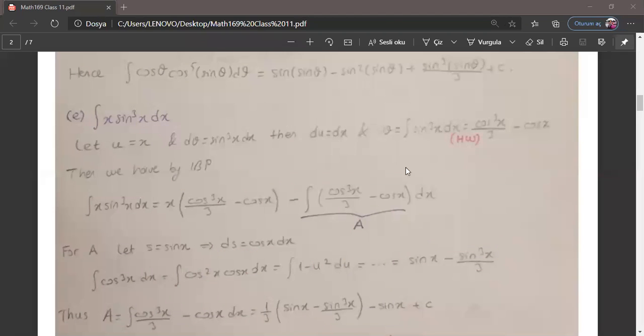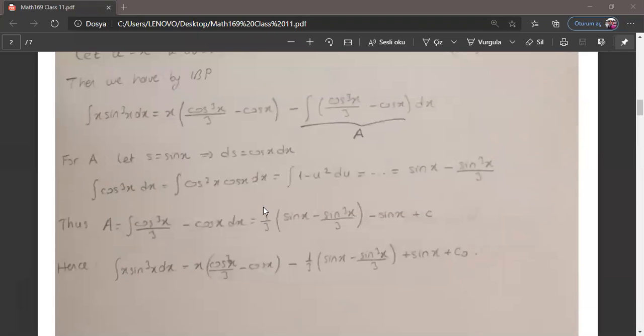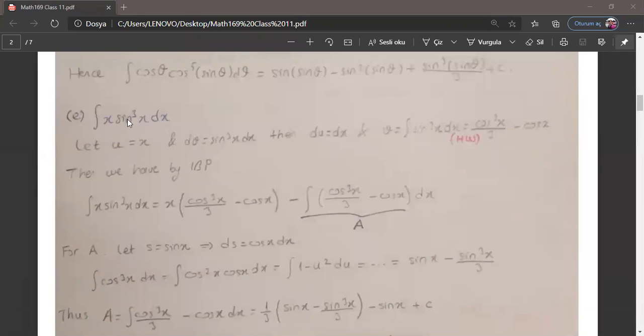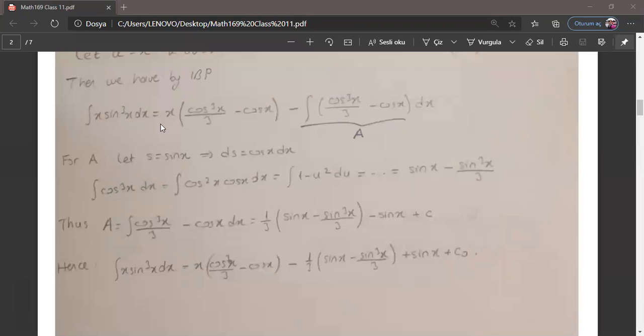Now remember, we were given this integral, and it was equal to this one. So we have exactly the same term here at the beginning, minus this one, which was equal to this term, so we wrote it here. So this integral is exactly equal to this one.